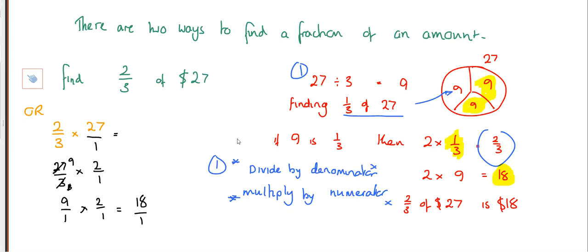Now, just to remind you, you don't need to rewrite it in that order. I could have just done 3 into 27 is 9 and 1. That would have been just as good. If you think of "of" as multiply, you can do it that way. So we don't need to do this whole divide by the denominator, but you've got both ways, if you want.